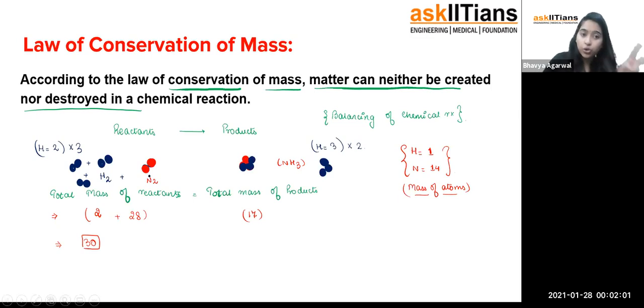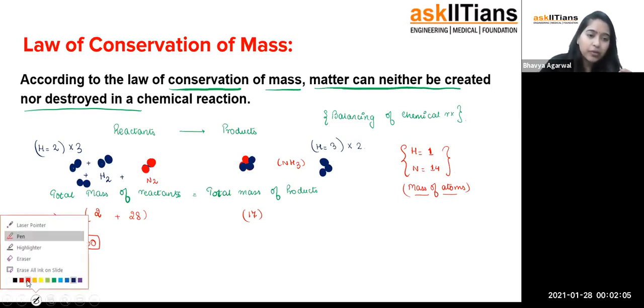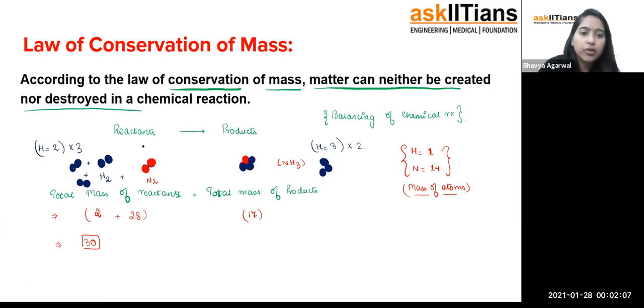Now there were 2 nitrogens on my left and only 1 on my right. So again I'll take the LCM. I'll multiply this with 2, and I'll multiply this with 1. Again I cannot change this, so what I'll do is take another molecule of ammonia itself. Right?